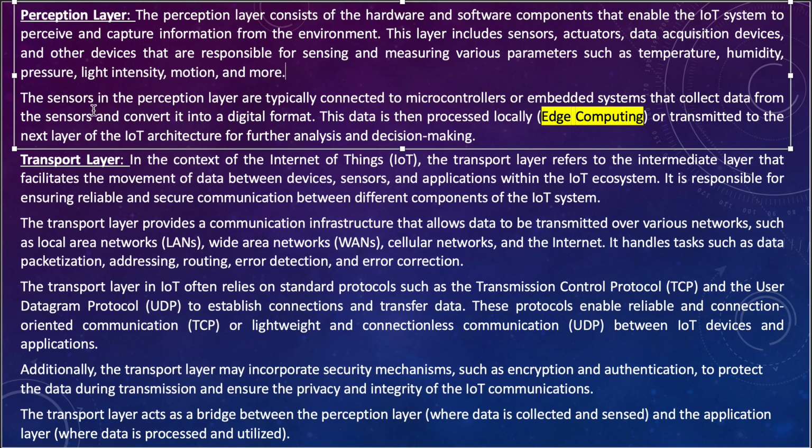The sensors in the perception layer are typically connected to microcontrollers or embedded systems that collect data from the sensor and convert it into digital format. This data is then processed locally, edge computing, which is the word we use for that, or transmitted to the next layer of the IoT architecture for further analytical decisions.